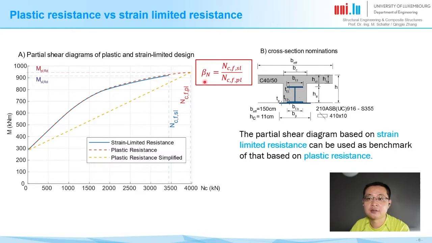Then we defined a new parameter, which is beta n. It is the normal force in concrete at full shear connection calculated by the strain limited resistance divided by the same value calculated by the plastic resistance. Basically, it's this value and this value here. However, here we only show one case, and for the other types of cross-section, will it always look like this, or can they be different?